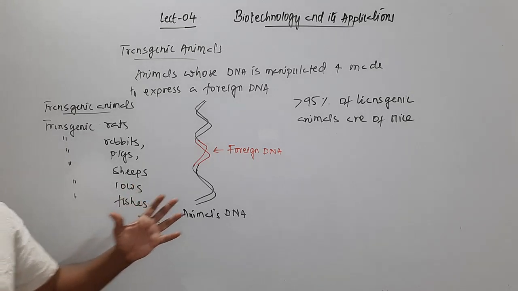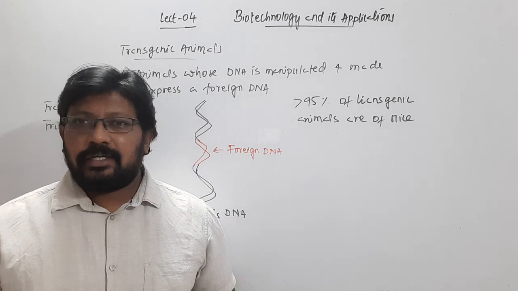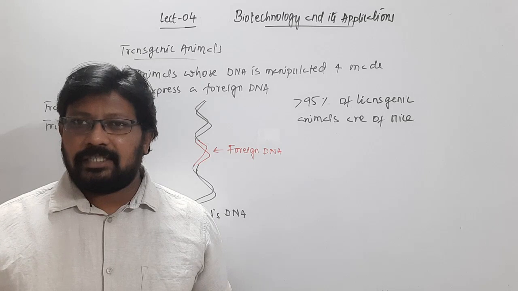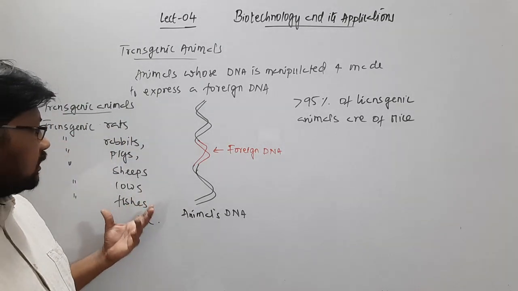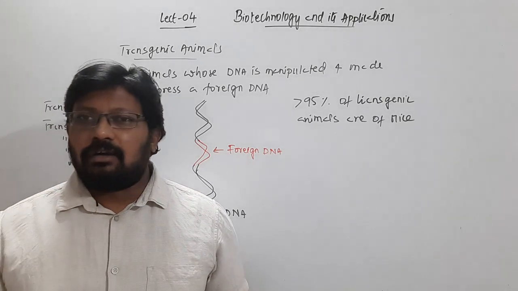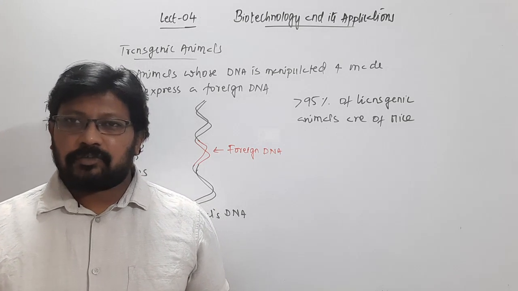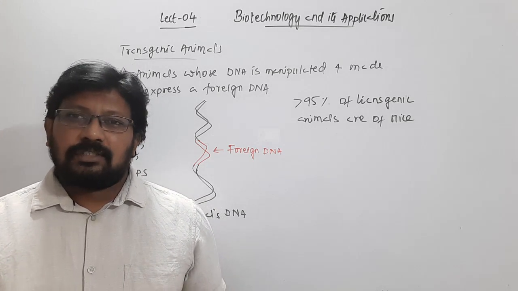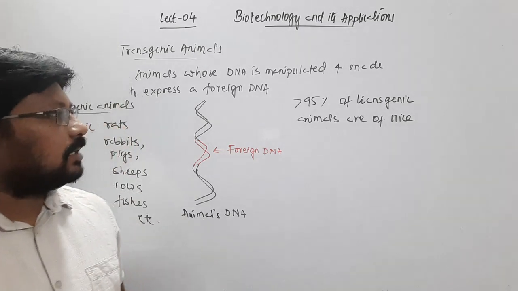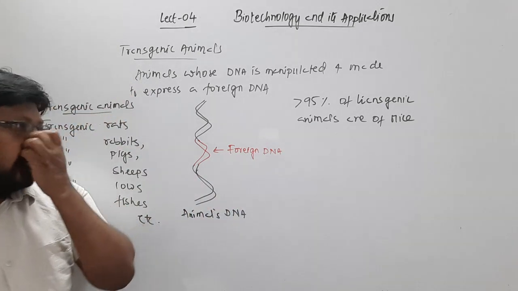Because mice are very easy to maintain in laboratory conditions, and even in small places you can maintain them very well. But in the case of sheep, cows, and pigs, you require a lot of space, and you need to allot a lot of space, and also the feeding and taking care of them will be very costly in fact. So hence we are using mostly mice.